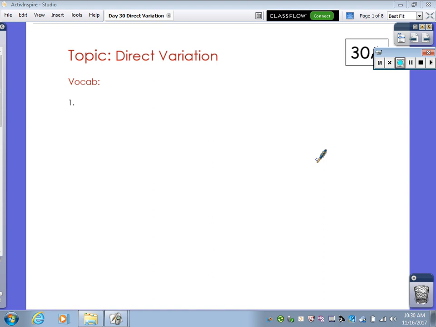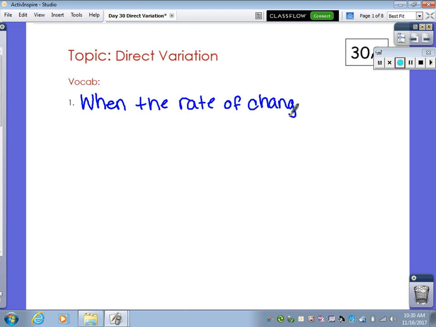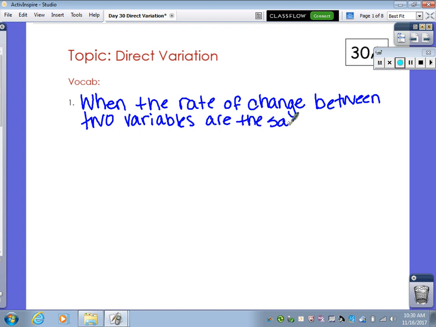Today we're going to learn about direct variation. Direct variation is defined as when the rate of change between two variables are the same. Okay. All that means is that your independent and dependent variables change at the same rate.